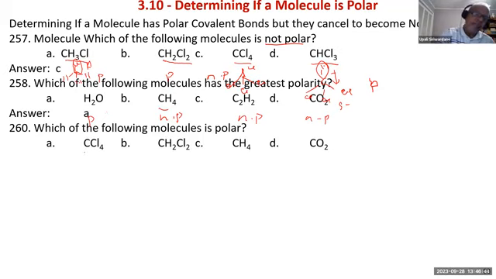Which of the following molecules is polar? We already went over this: carbon tetrachloride has no polarity. This is polar. This is non-polar. This is non-polar, for the same reason we described here. Therefore, the answer is B.